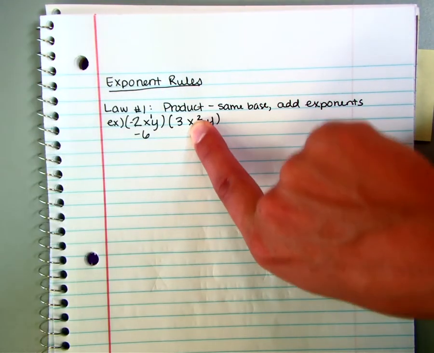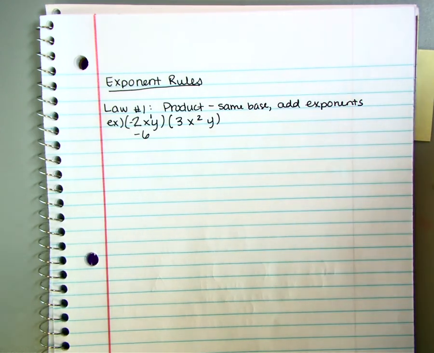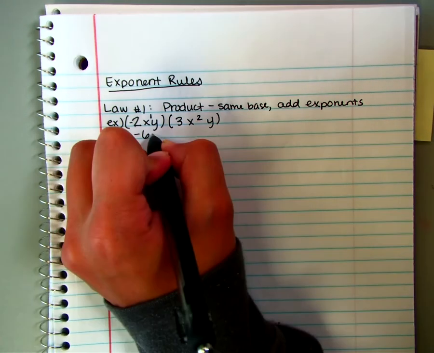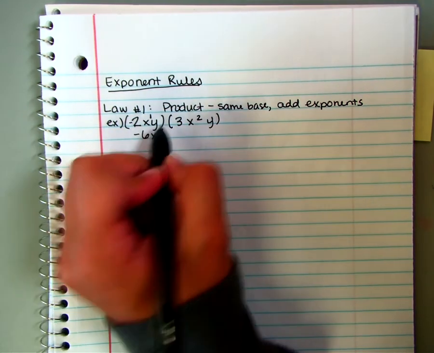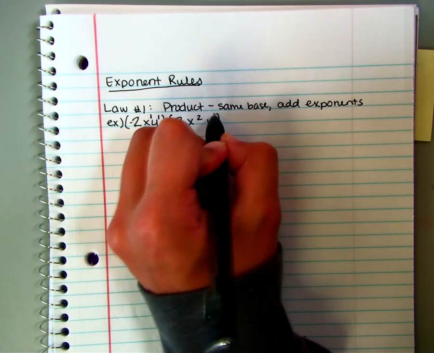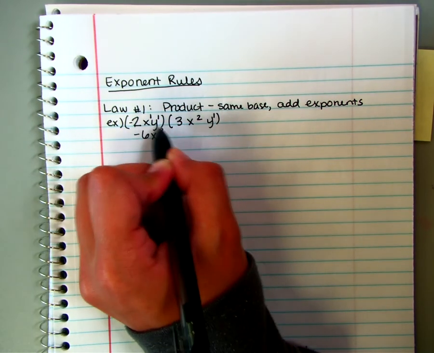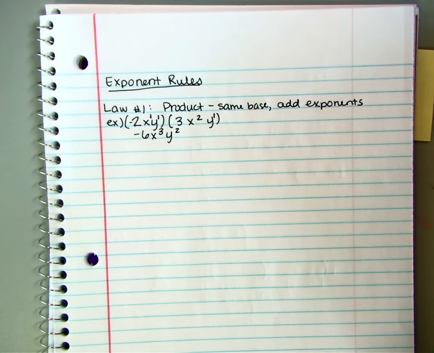This x, it doesn't have a number. We know it has an exponent of 1. And so same base, we're going to add the exponent. So 1 plus 2 is 3. And then same thing here, this y doesn't have an exponent, but we know there's a 1 there. And so same base y, add exponents, 1 plus 1 is 2. And so really simply, that's what it is.